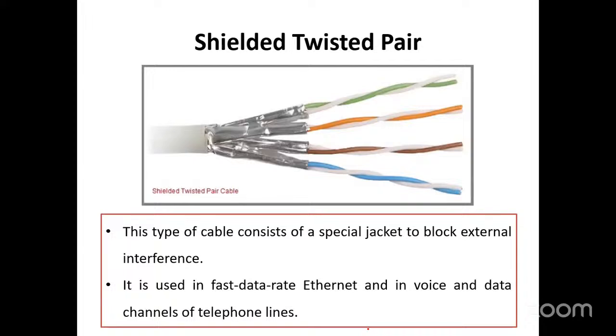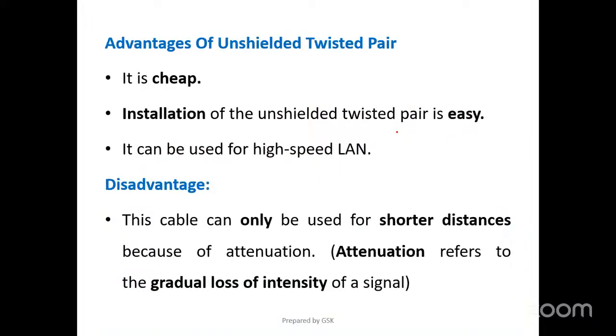So as of now, we covered unshielded twisted pair cable. Now, the second category in twisted pair is shielded twisted pair cable. If you observe this, there is a shield cover. There is a shield, observe this in the silver color. That's why it is called shielded twisted pair cable.